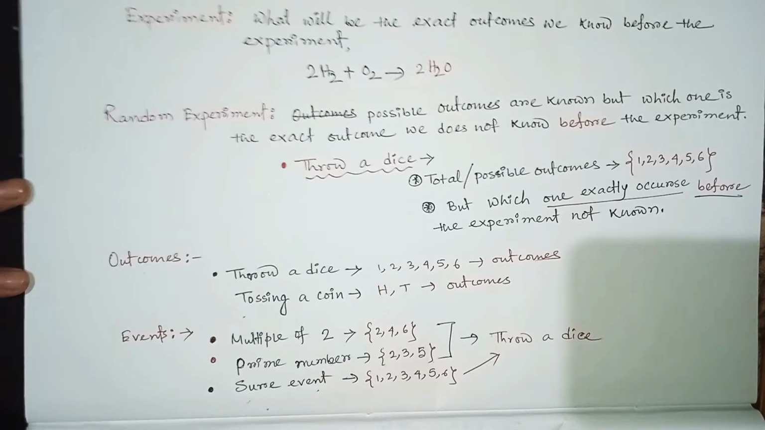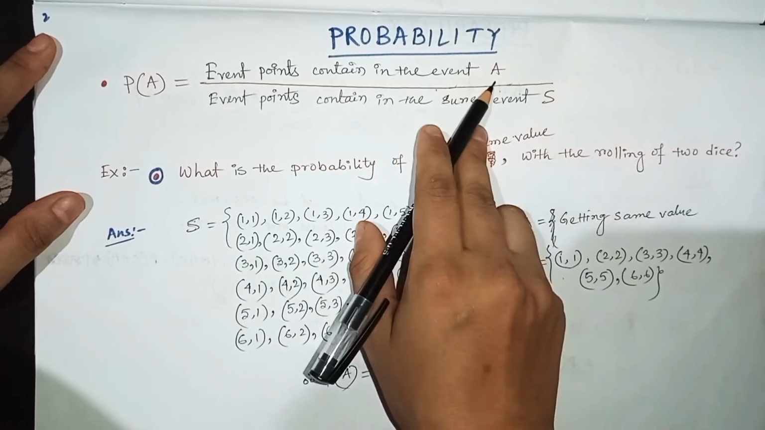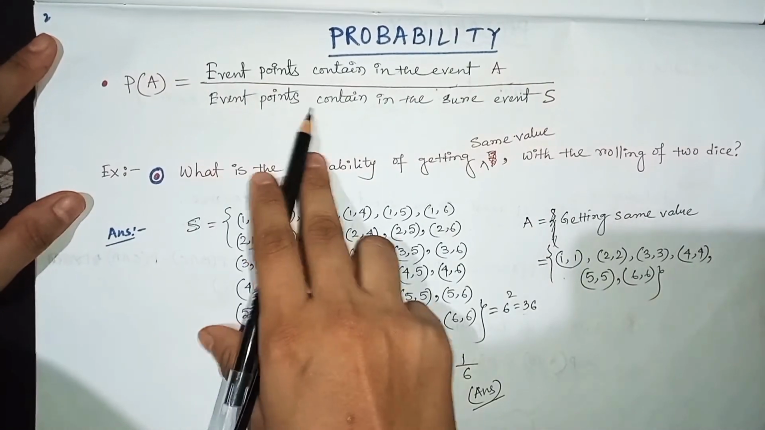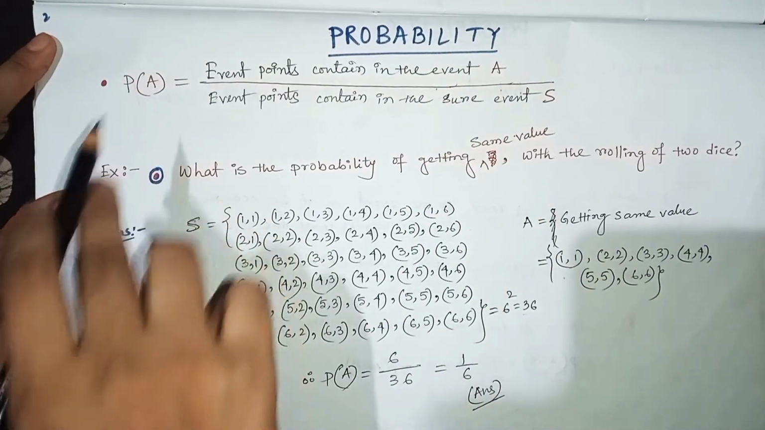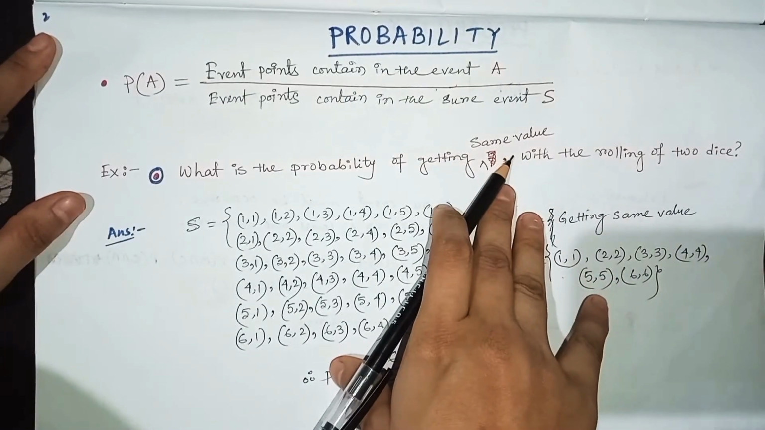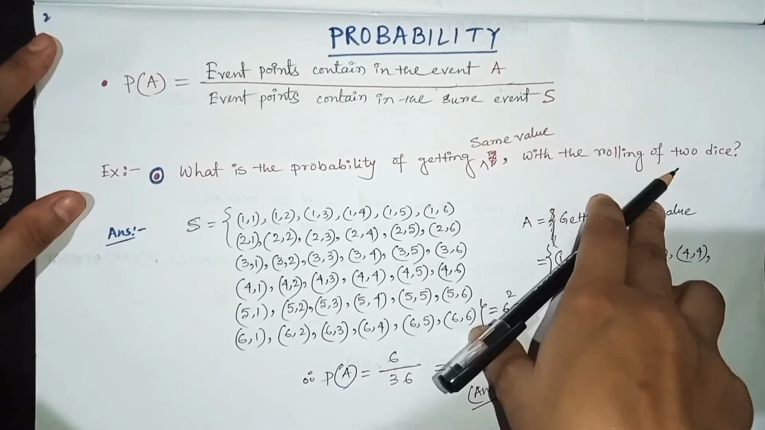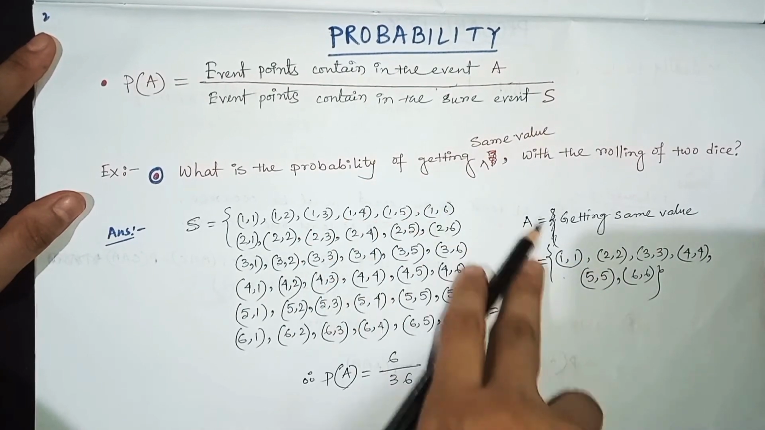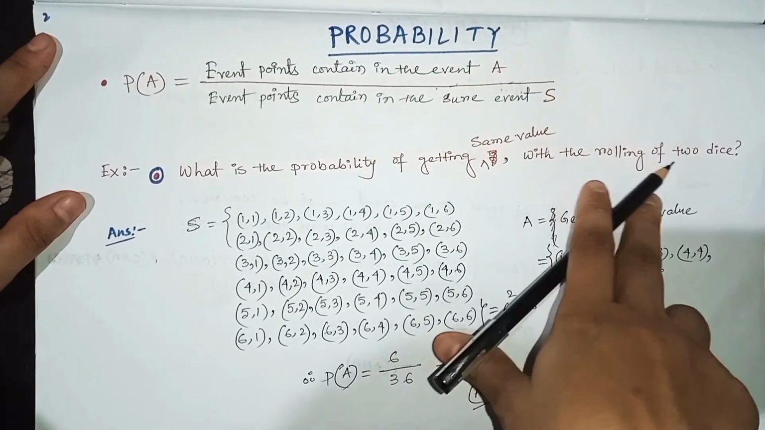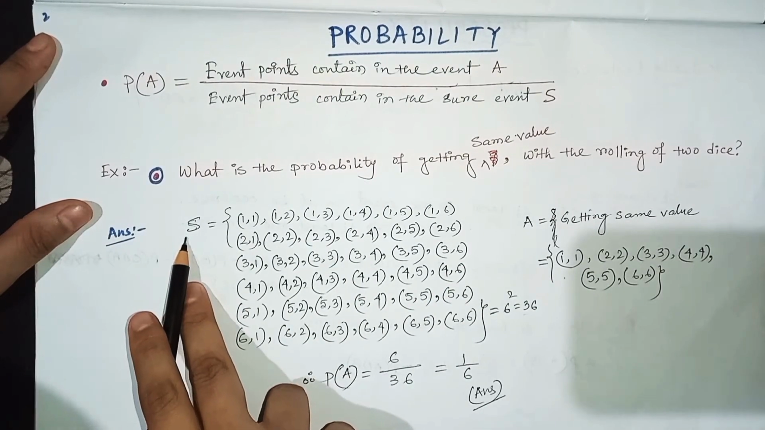This is the sure event. Probability of A is equal to the event points contained in the event A divided by the event points contained in the sure event S. I will make it clear using an example. Suppose, what is the probability of getting the same value with the rolling of 2 dice? Here, getting the same value is the event A, and with rolling of 2 dice, all possible events form the sure event S.